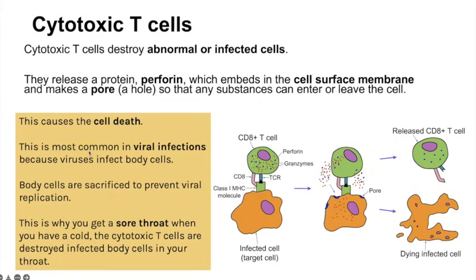This is most common in viral infections because viruses infect body cells of the host. Body cells therefore have to be sacrificed to prevent further viral replication. And this is actually why you get a really sore throat when you have a cold, because those cytotoxic T cells are destroying the infected body cells in your throat to try and prevent that virus dividing and spreading further in your body.